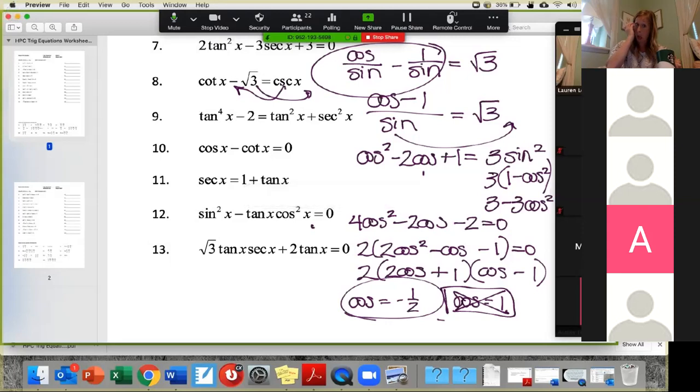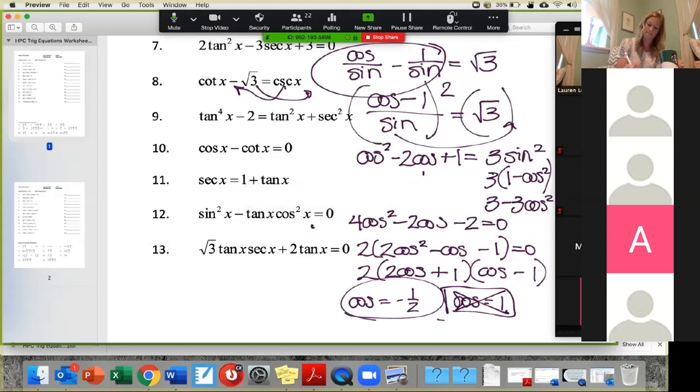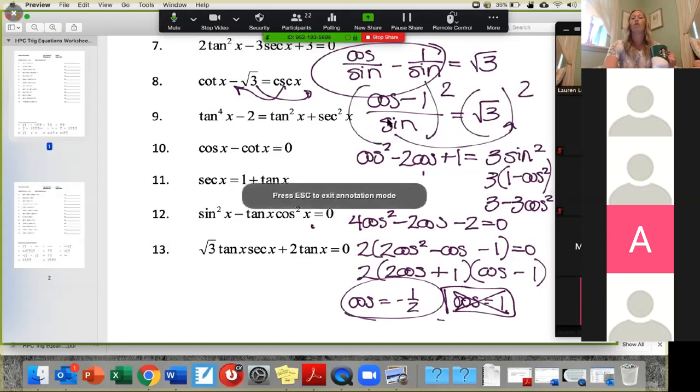Like on number 5, you moved the √3 over to the other side, and then you squared both sides. Yes. Just like that, because you can't do anything with just a cosine.